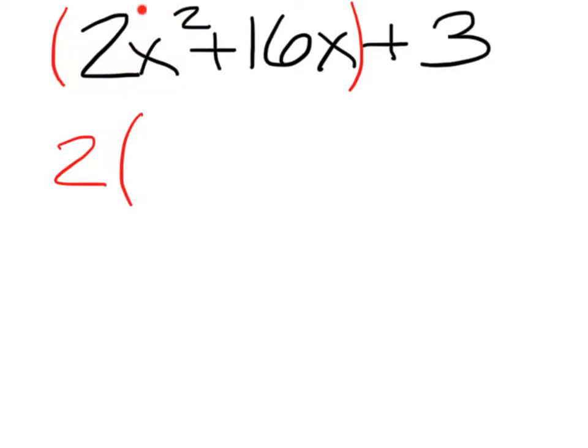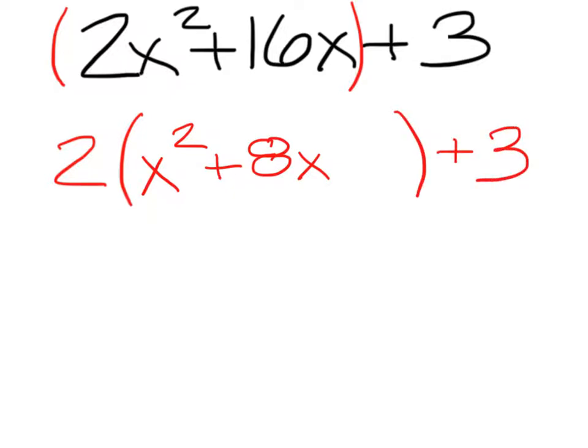What is 2x squared divided by 2? 1x squared, so just x squared. And what is 16x divided by 2? It's 8x. So we'll have plus 8x. Now you can leave a space and then put plus 3. Inside of the parentheses, you're going to do the same process that we did yesterday. We need to find half of what number? Half of 8, which is 4.